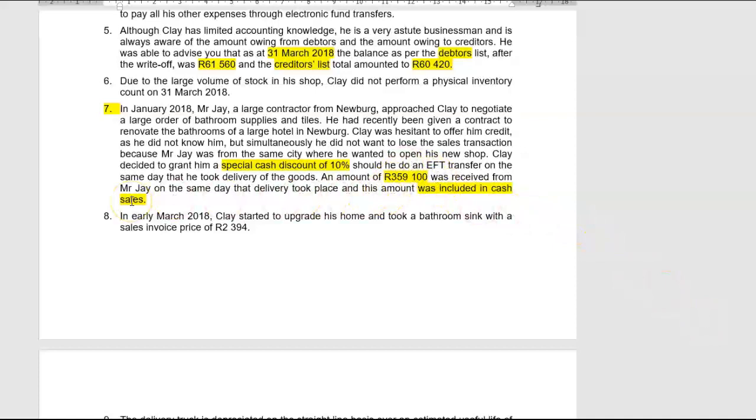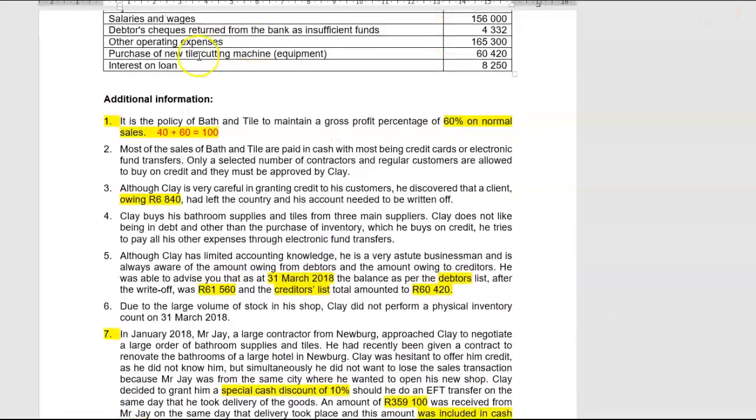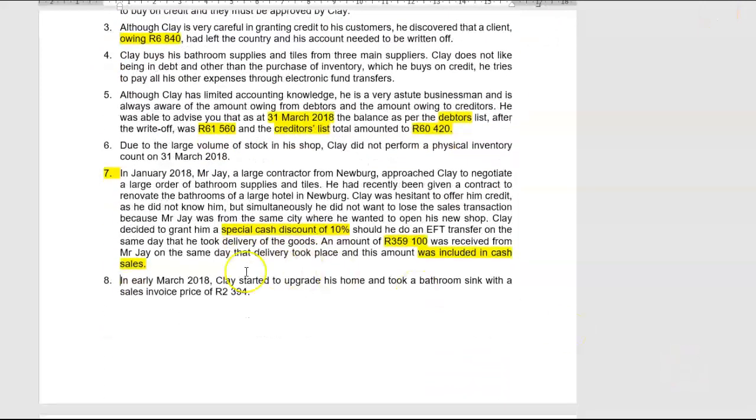Now coming back to this thing here in the question, why then on earth give me that amount if it's already included in cash sales? Guys, because we have to work out at some point of time cost of sales. And cost of sales is based on a normal selling price. And 359,100 was not a normal selling price. That was a special price that Clay has granted to this person. So if we want to work out what the normal selling price was supposed to be, just cancel this highlight.